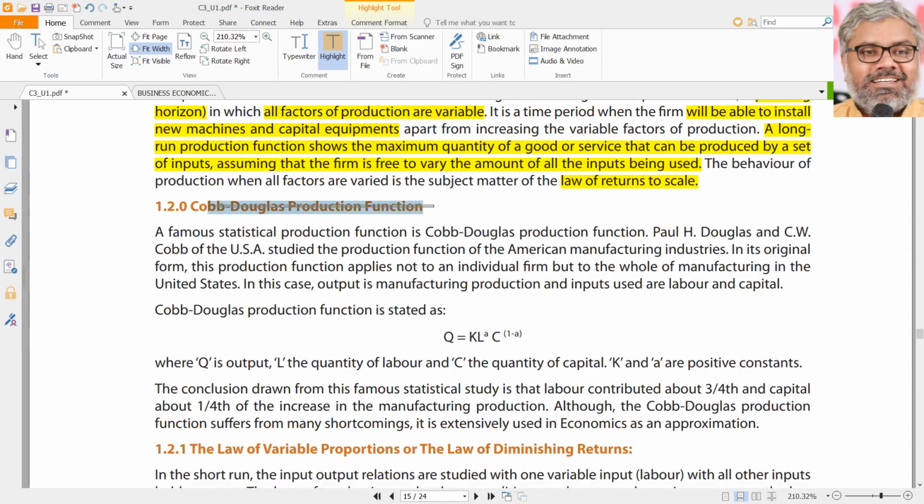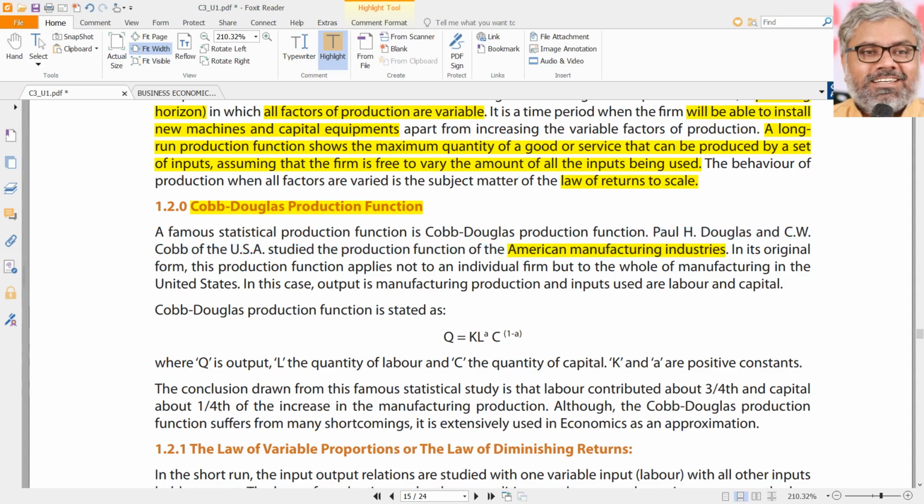Now there is one small topic here which is not so required actually, but it is there and questions can be asked, so we cannot ignore that. So what is this production function as defined by Cobb Douglas? There are two different people. Cobb is one guy and Douglas is another guy, working together. Those people have studied the American manufacturing industries, and as I said, that itself is a huge task.